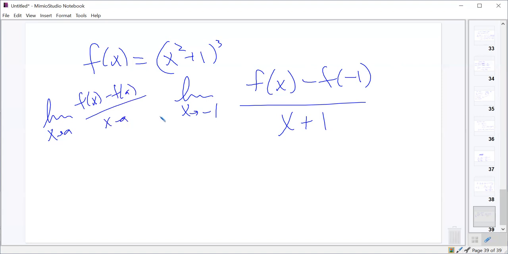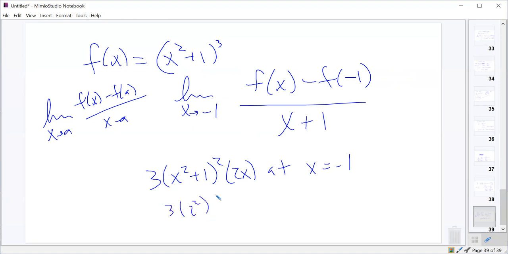So this is just the derivative of this function, 3 times x squared plus 1 squared times 2x, at x equals -1. And so that should give us 3 times 2 squared times -2, which ought to give us what, -24. Good or no?